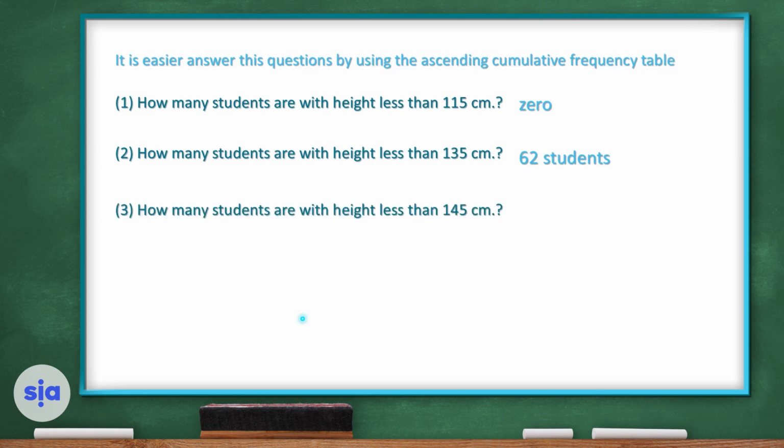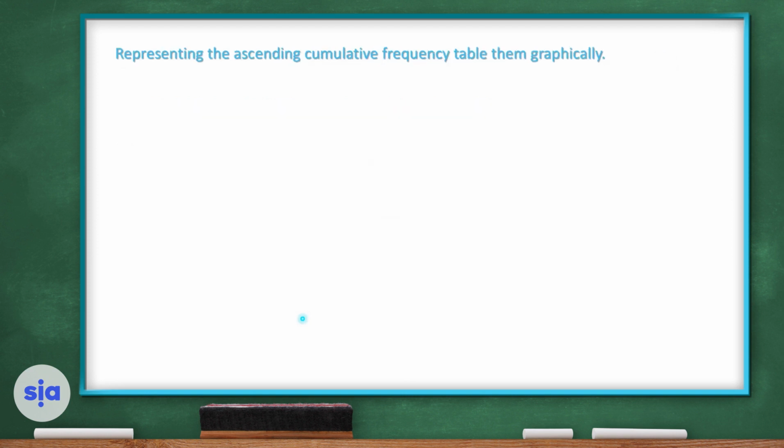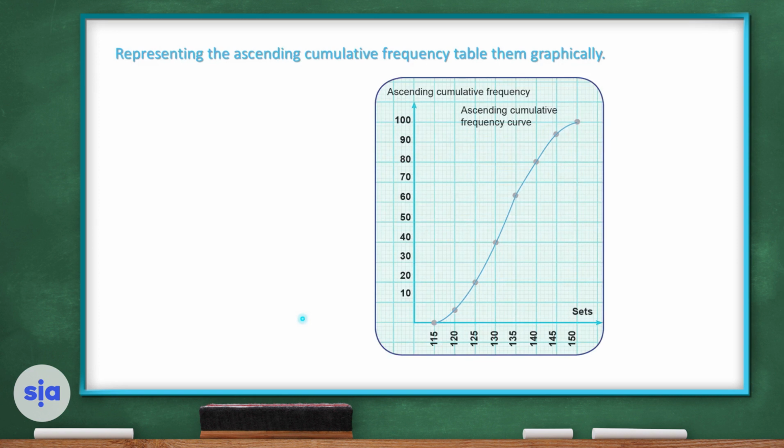The third question, how many students are with a height less than 145 centimeters? If you go back to the table, you will see that there are 93 students. Then the question wants me to write the table and to represent it graphically. So here is the graph of the cumulative frequency table. Down we have the sets, and as you can see, as long as it's ascending, it will be going from down to up. It starts at 115, it's 0, and then it keeps going up until it reaches 150, which is 100.